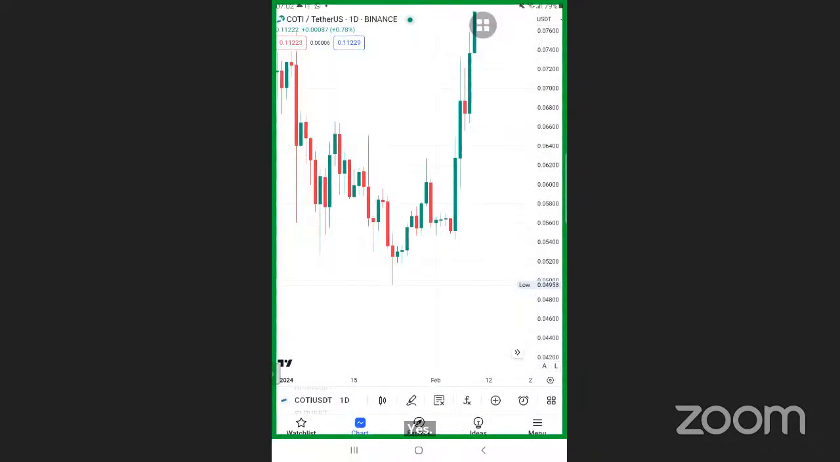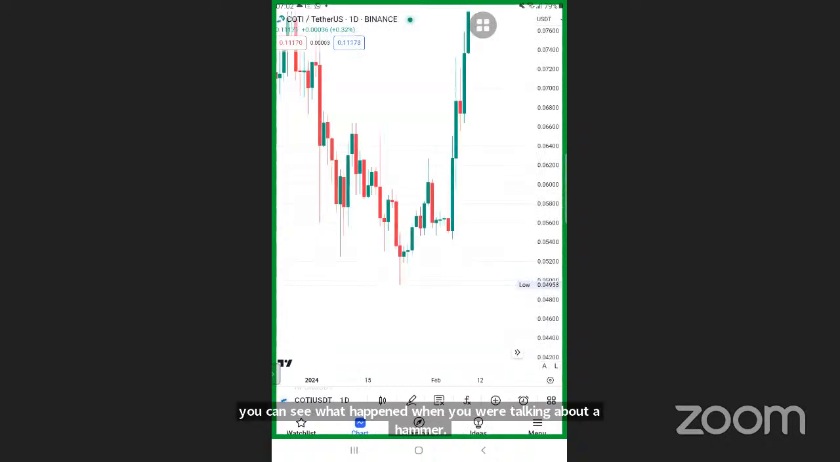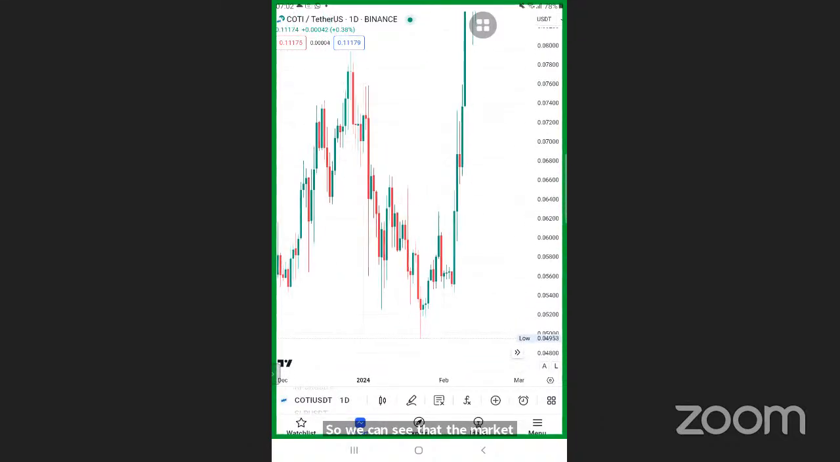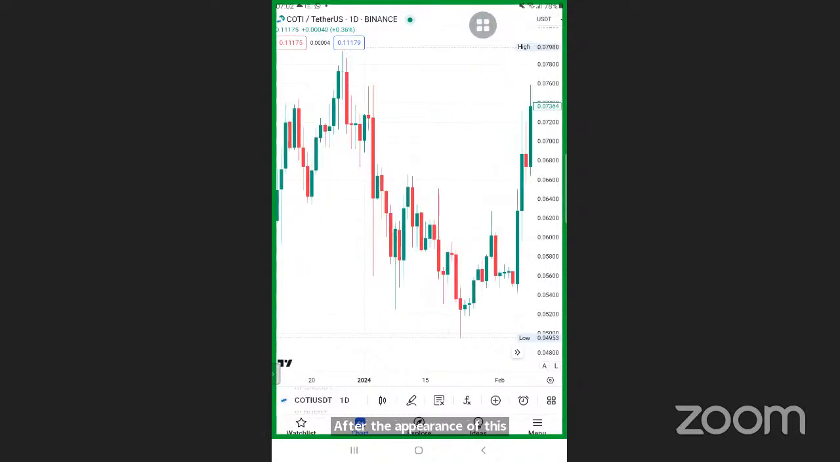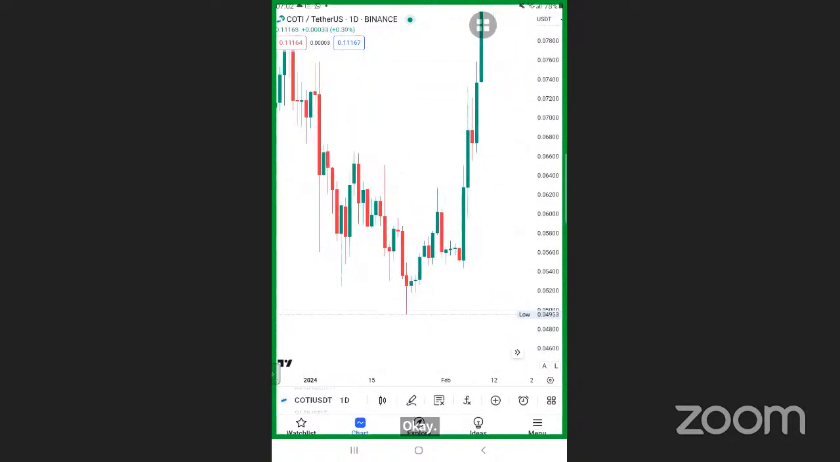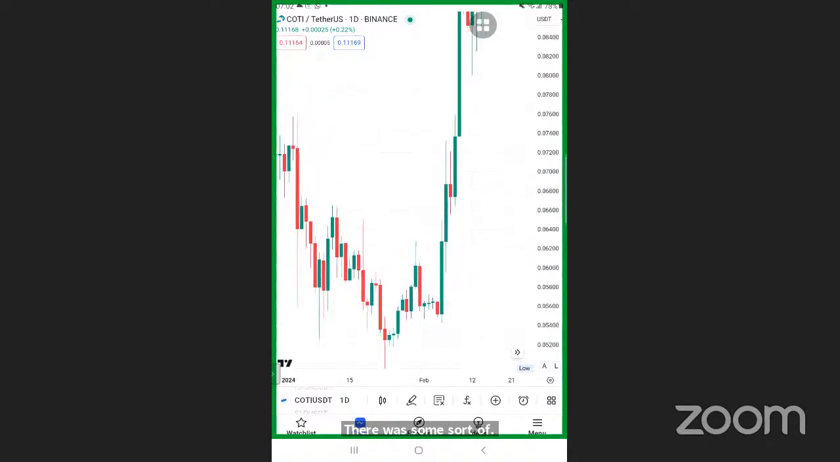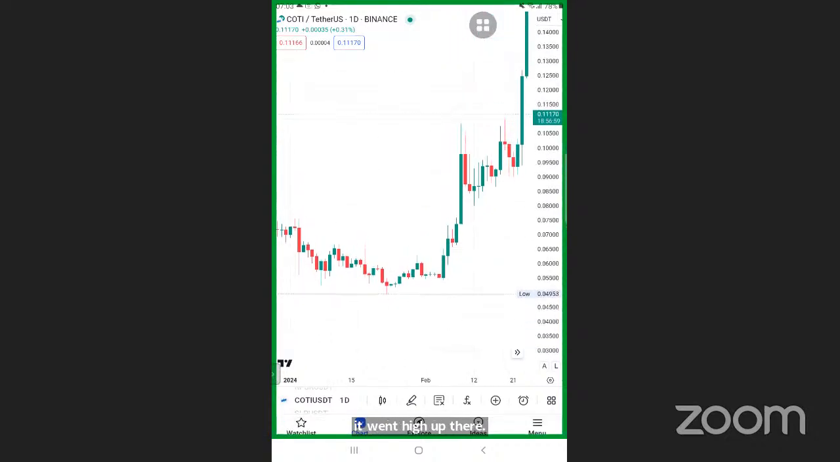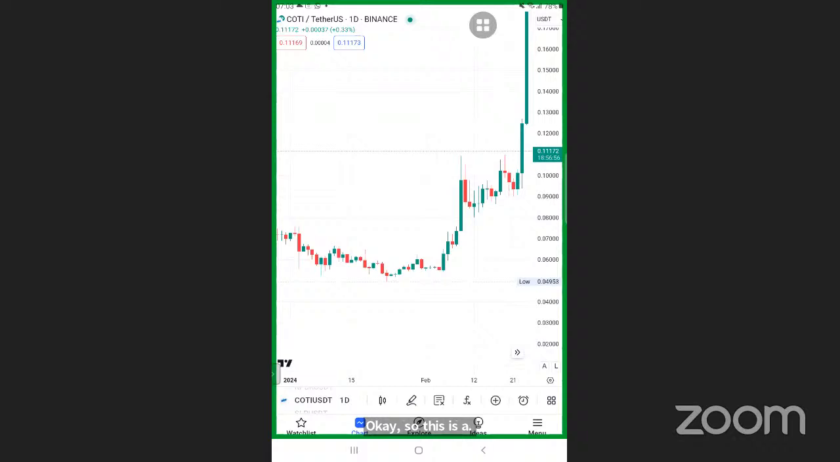So you can see what happened when we were talking about hammers, which are called pin bars. The market changed direction after the appearance of this doji here. The market went downward. Then when it reached here, the market changed direction to the upper side, and we saw it went high up there. This is in the 1 day time frame.